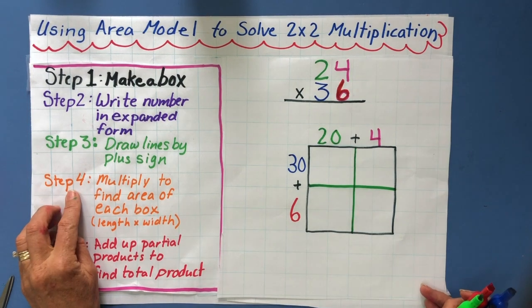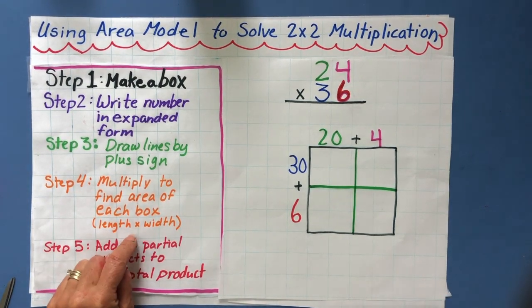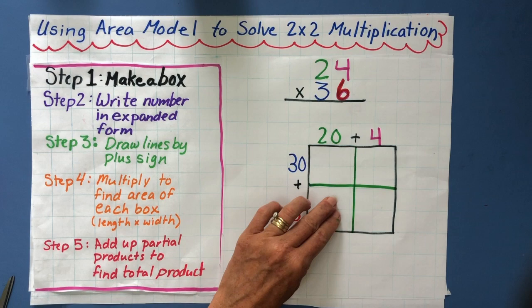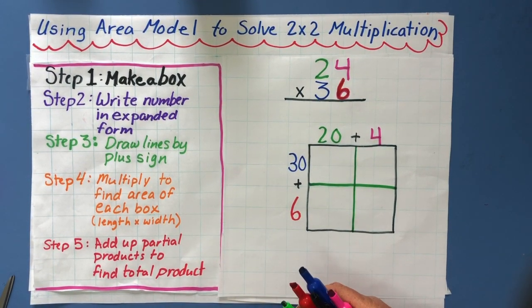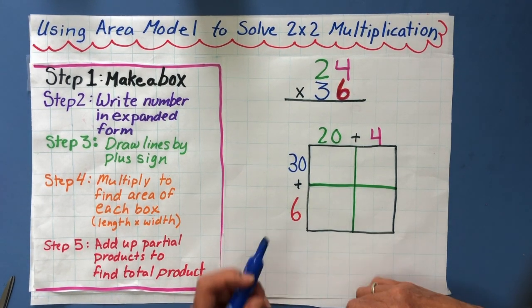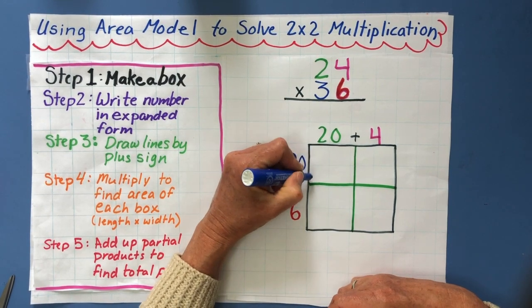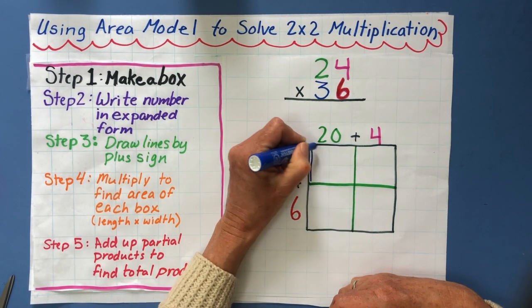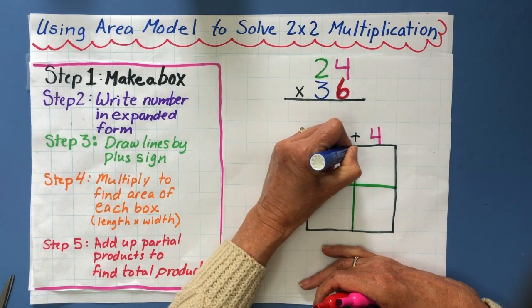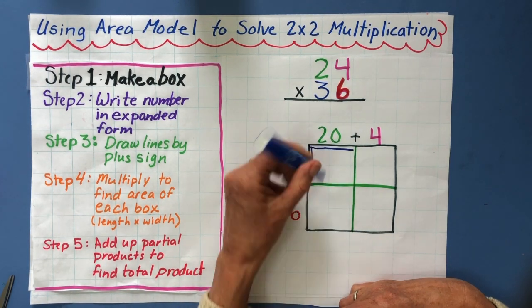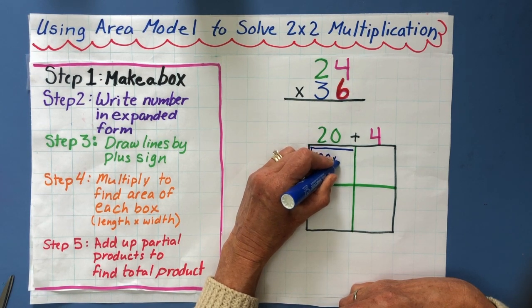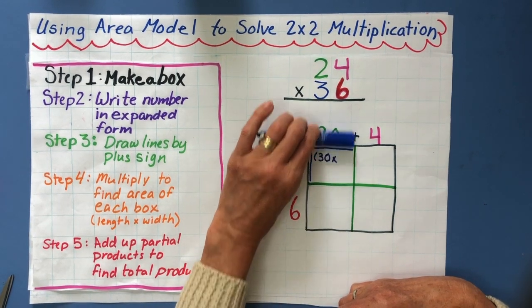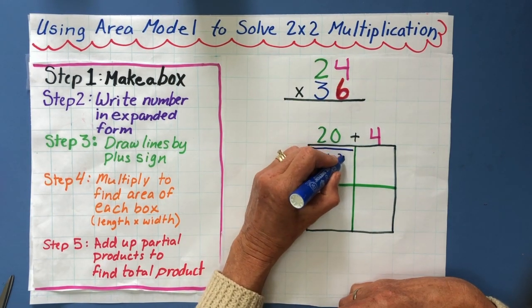Now, step 4 says multiply to find the area of each box. So I've got 1, 2, 3, 4 boxes, and they want me to find the area. So I'm going to do length times width. So for the first box, I'll choose blue. So this is a length, and this is a length. So all I have to do is find the length of this side, which is 30. So this is a grouping, so I'm using multiplication. I'm using the parentheses. And then this length here is 20, so I put that there.